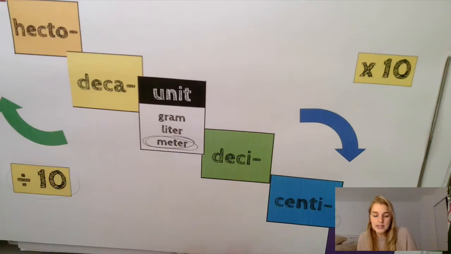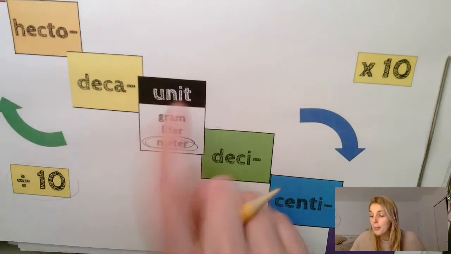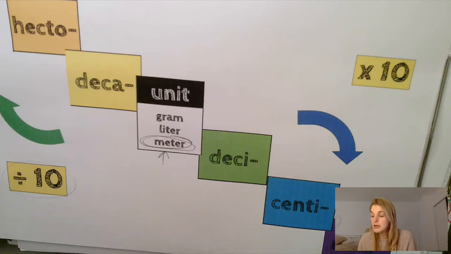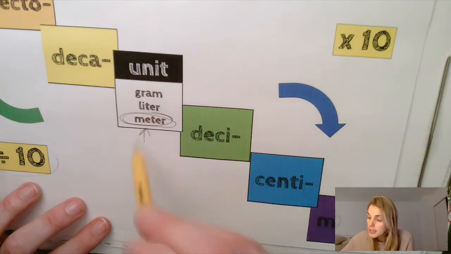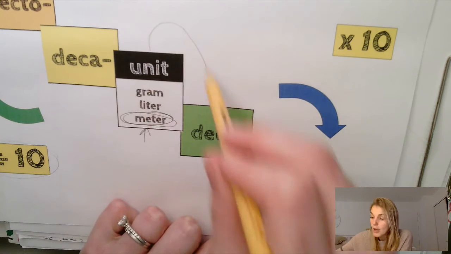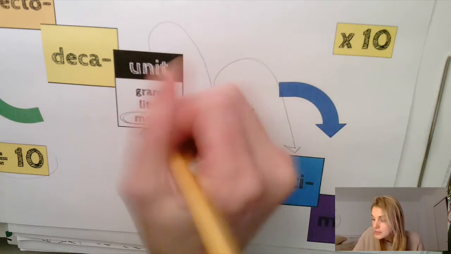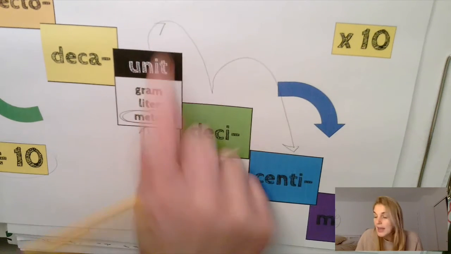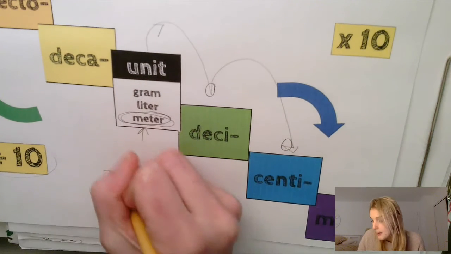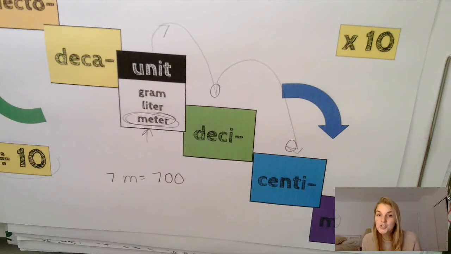So let's see how to use this. Let's say that I'm talking about 7 meters. So I'm talking about this unit right here. I'm in meters, and I'm looking to go to centimeters. So I'm going to start here on my scale, and I'm going to go down to centimeters. 1, 2. Which means if I'm talking about 7 meters, and I went down 1, 2 units, that means that 7 meters is equal to 700 centimeters.